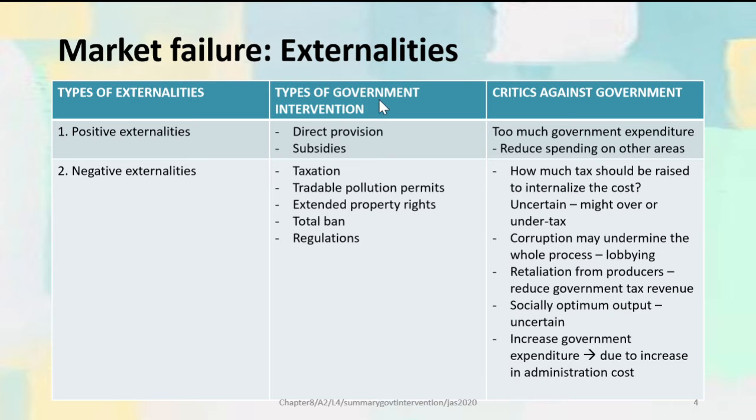So what kind of government intervention did we have before? For positive externalities, we have highlighted two major ones, which are direct provision and subsidies. I hope you remember the diagrams to go with subsidies. And for negative externalities, we know that government would impose certain regulation like putting on tax. So this is direct intervention in the market.